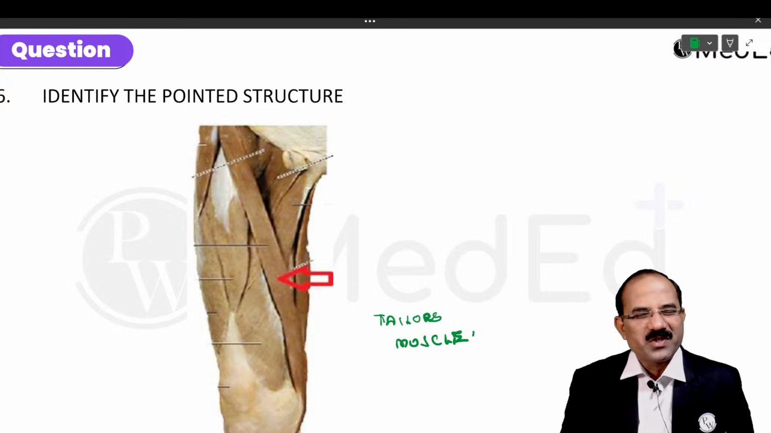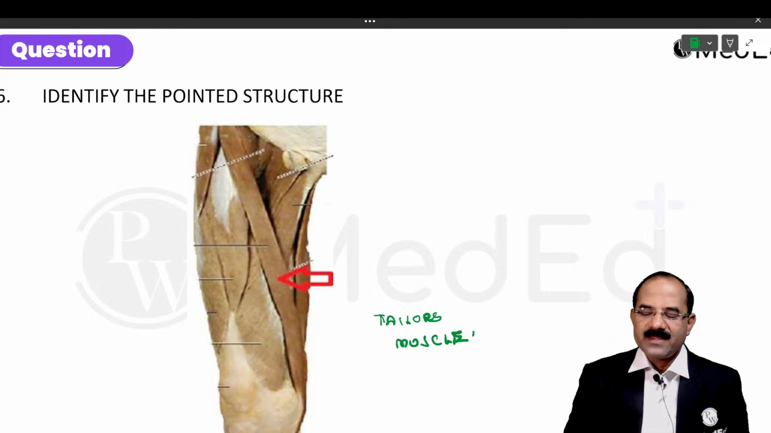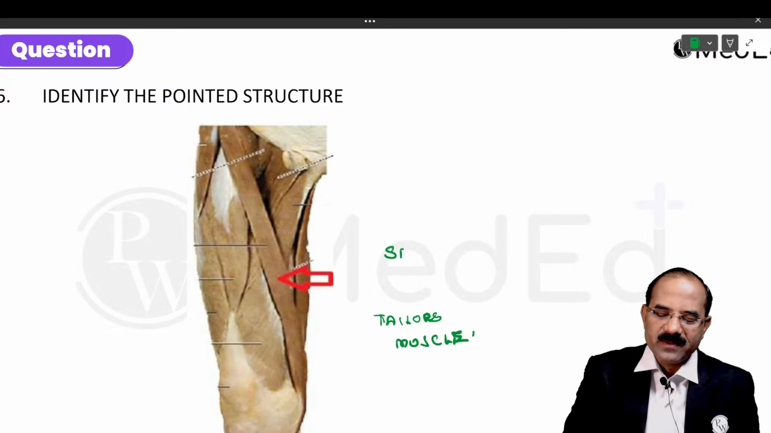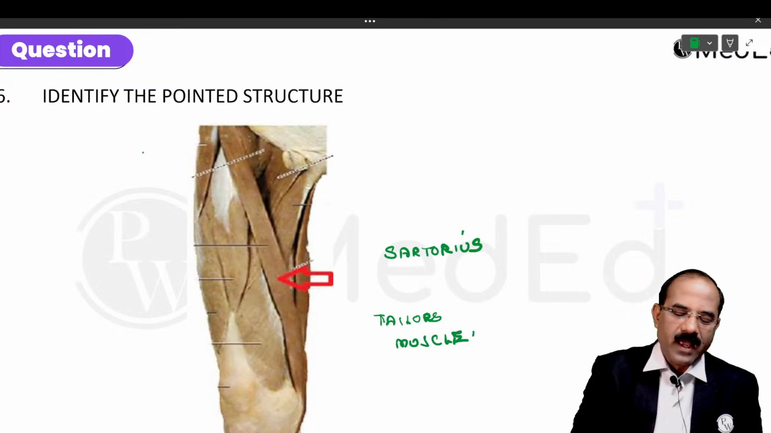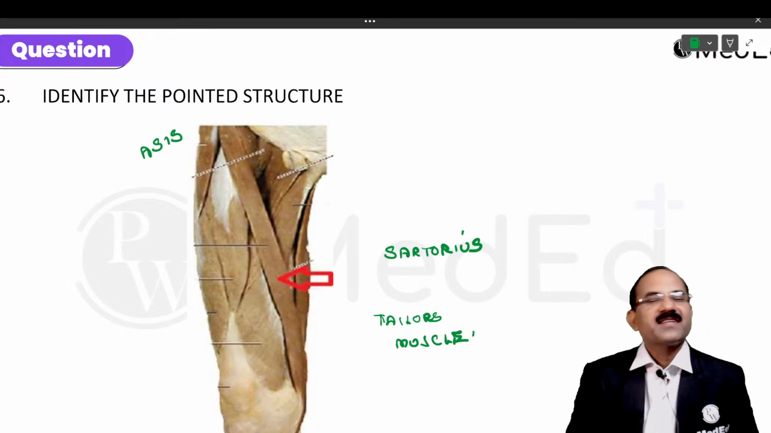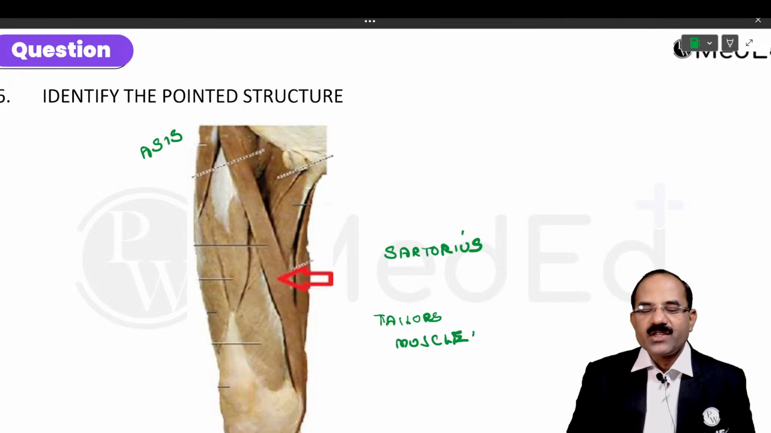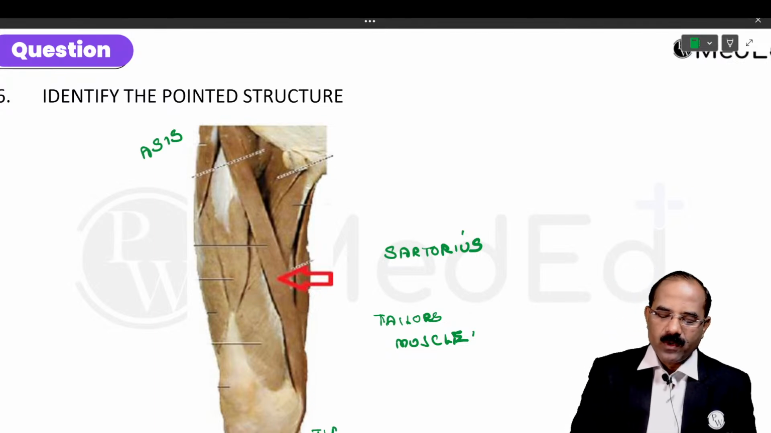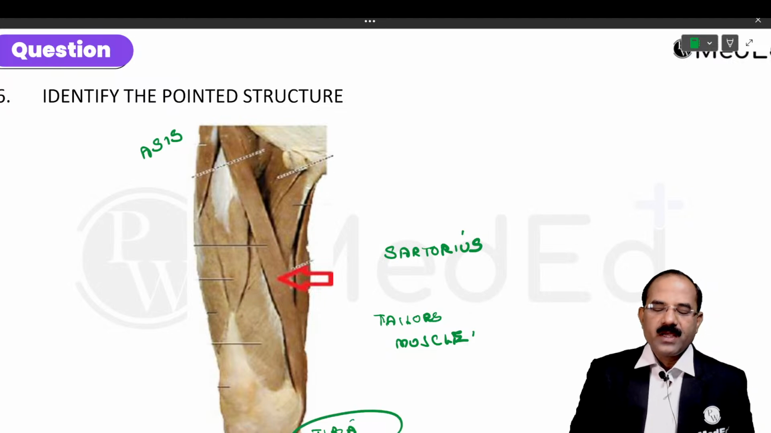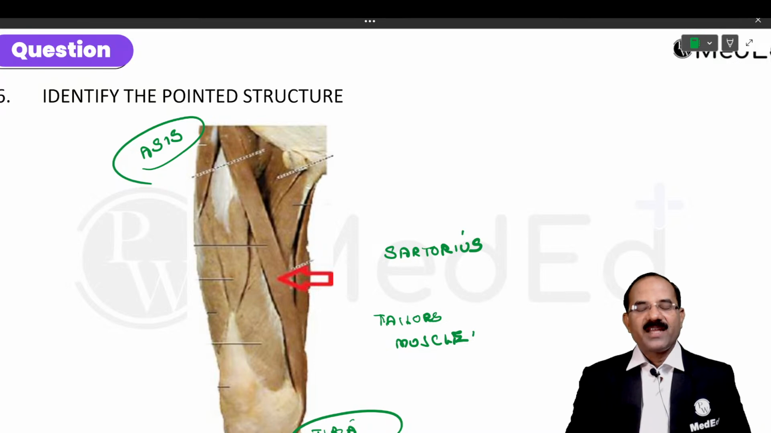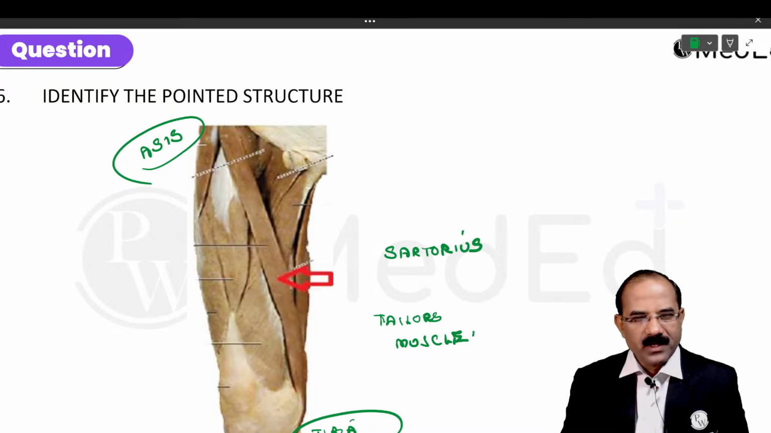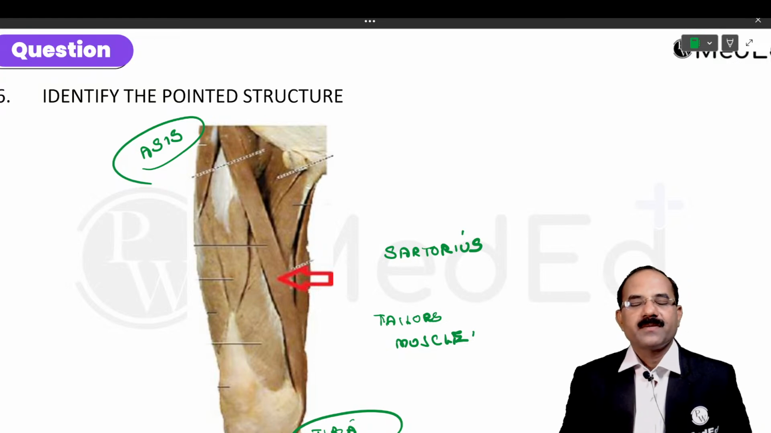A very important visual slide for you, students. And this is the sartorius. है ना? ये sartorius है. So what is the origin of sartorius? It's the anterior superior iliac spine. And where is the insertion of sartorius? It's inserted on the tibia. Sartorius is also known as the Taylor's muscle. Okay, so just be clear about this. That's a sartorius.